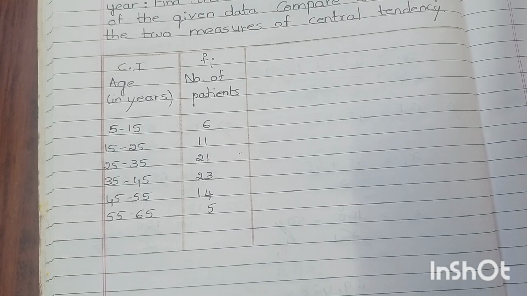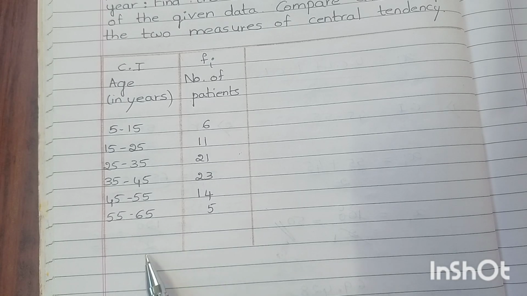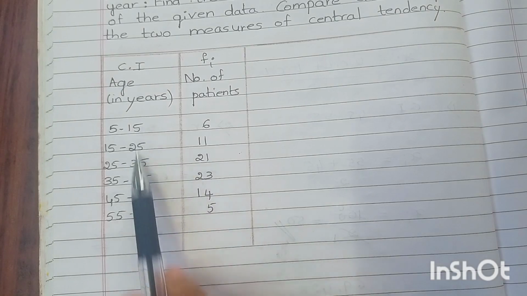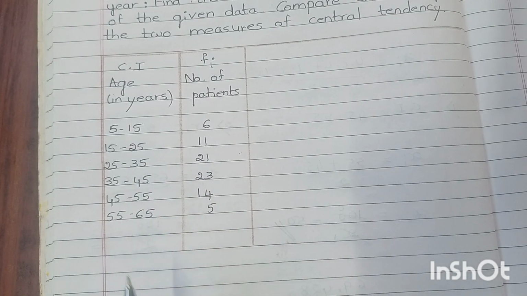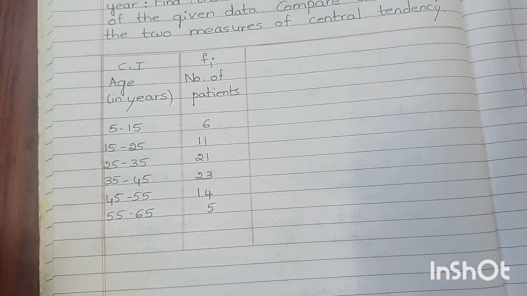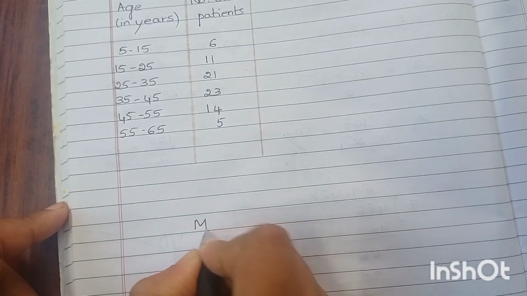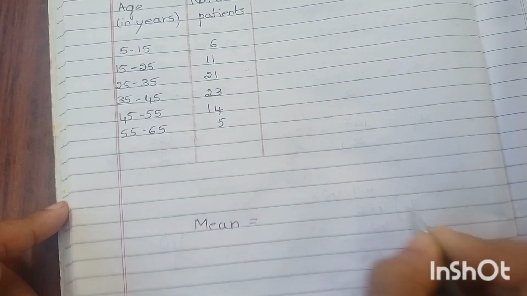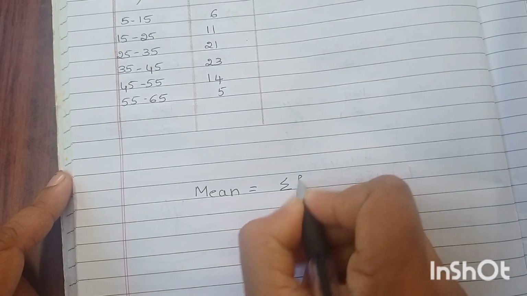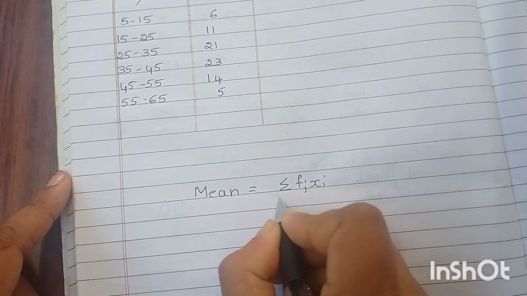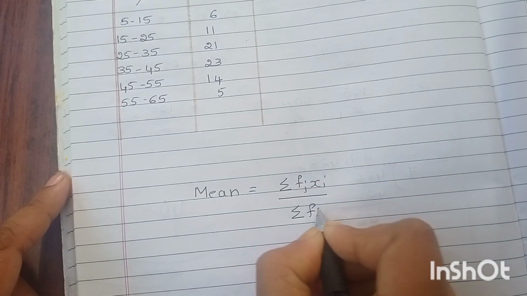Suppose the class intervals are not in order, then we have to make a little change in that. But in this question there is no problem. The class intervals are in order. First let us find out the mean. Mean is equal to, this is the formula to find out mean. Mean is equal to sum of Fi into Xi divided by sum of Fi.